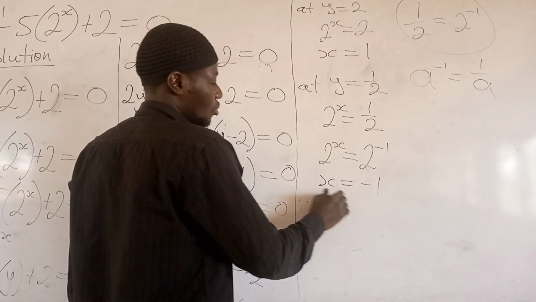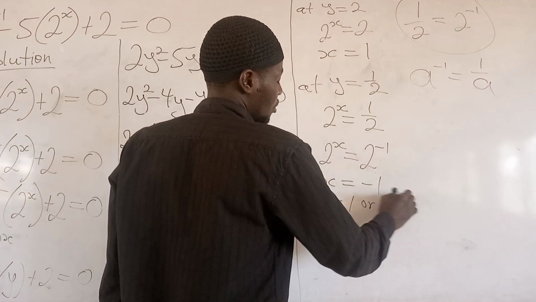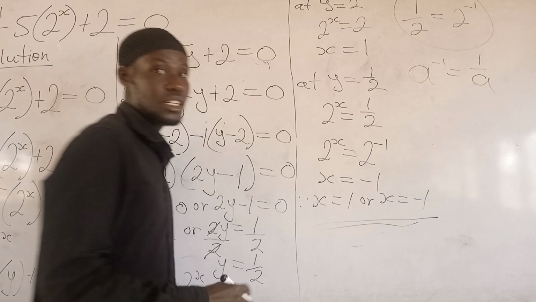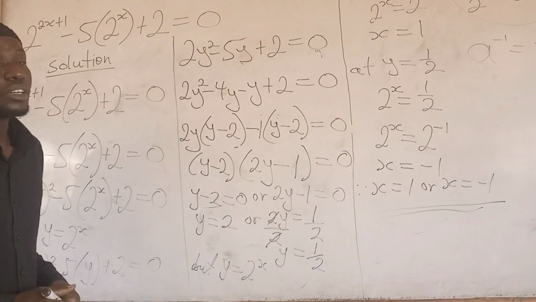Therefore, our x is equal to positive 1 or our x is equal to minus 1. And that is the solution set for this exponential equation.